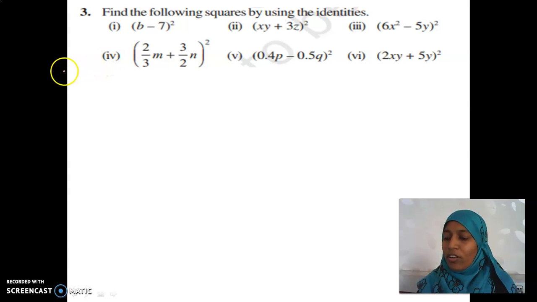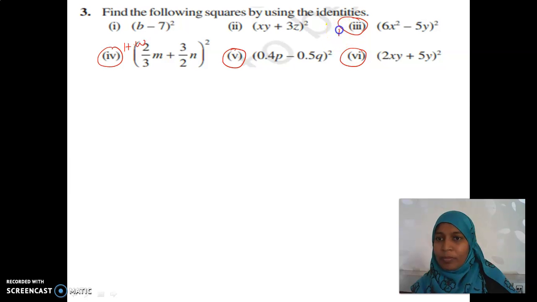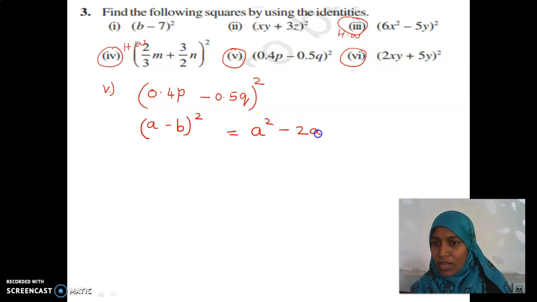Now, let us get into the exercise. Here, I am going to solve the fifth problem now. I will do 5 and 6, and you will do 3 and 4. This 3 and 4 is homework. Let me begin with the fifth problem: 0.4p minus 0.5q the whole square. Which identity matches with this expression? It is a minus b the whole square, which is equal to a squared minus 2ab plus b squared. Is it clear?